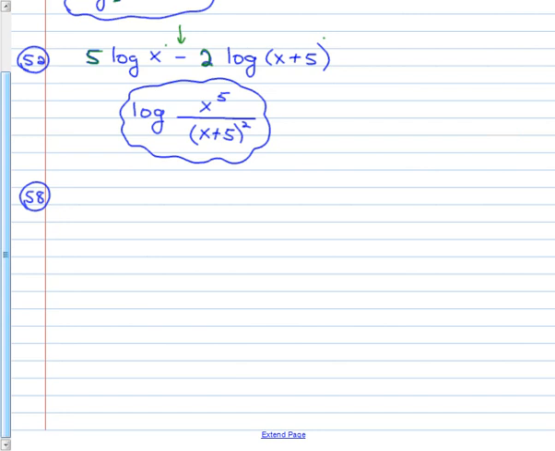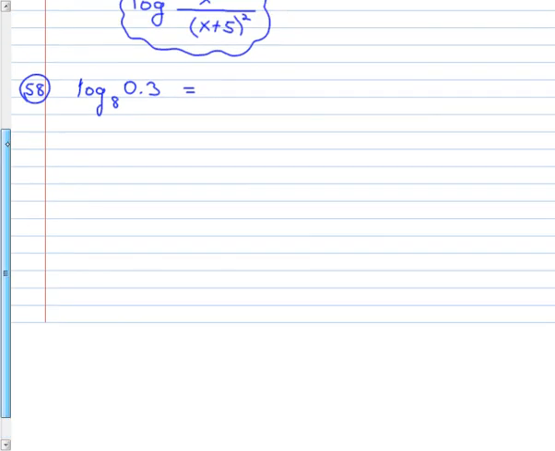Use the change of base formula in a calculator to approximate each logarithm accurate to 6 significant digits. 58. Log base 8 of 0.3. All right, change of base formula, did it a minute ago. I can take the natural log of 0.3, and again, I'm going to choose natural log, just kind of a personal preference, divided by the natural log of 8.